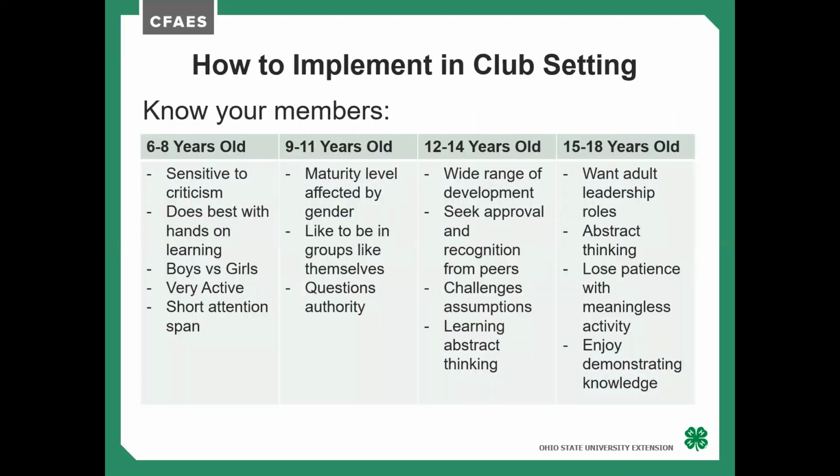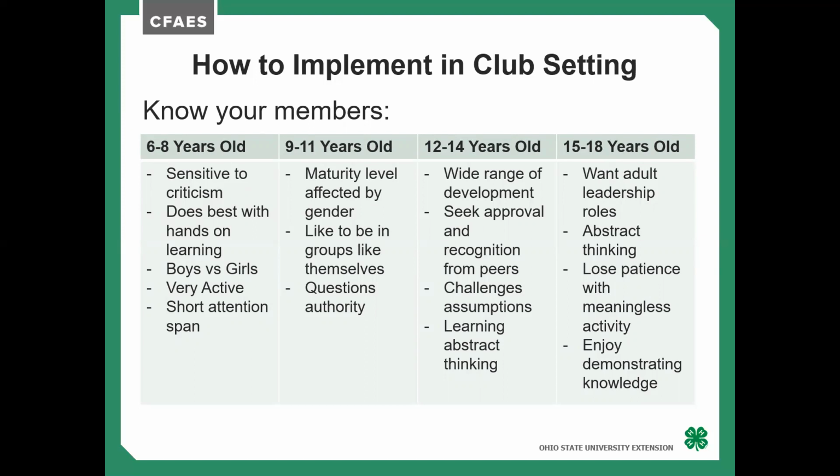So next, we just like to focus on how we can continue to implement this in the club setting. And the first thing is knowing your members. Whether you have a small club of 5 or a larger club of 60 or anything in between, it's important to know what the ages are of your members because they are all going to interact a little bit differently based on their age, maturity, and ability level.